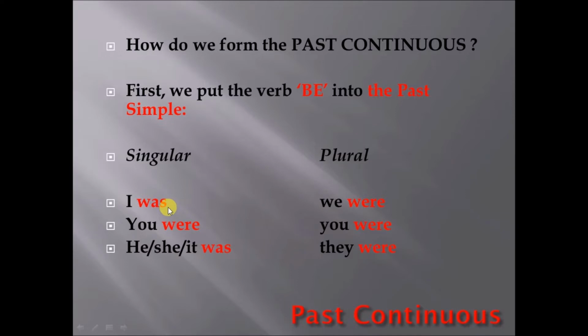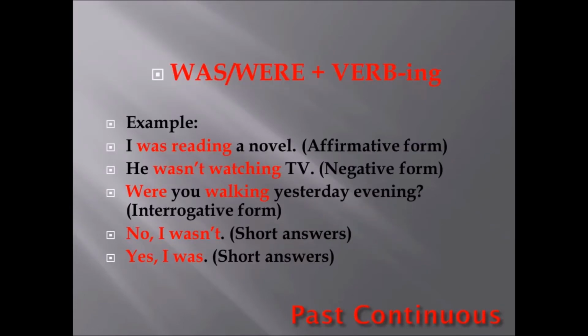It's I was, you were, he, she, it was. And plural, we were, you were, they were. So now, when we put the verb be into the past simple, was or were, we can put the main verb with the suffix ing.